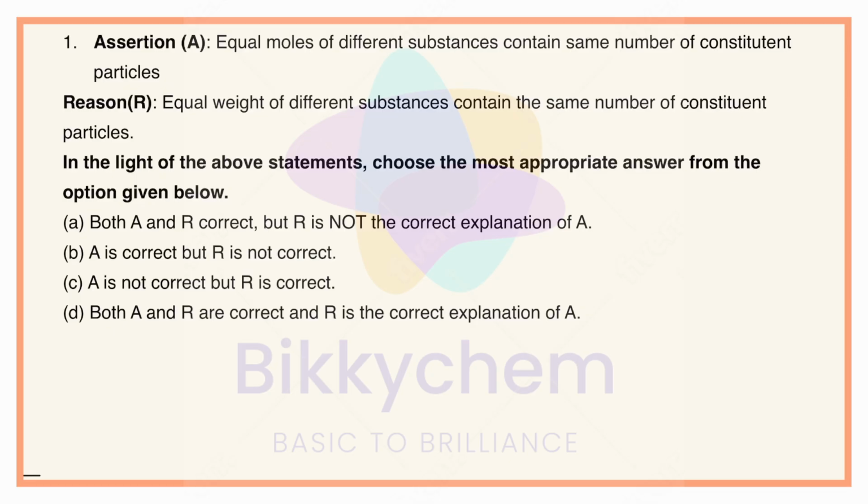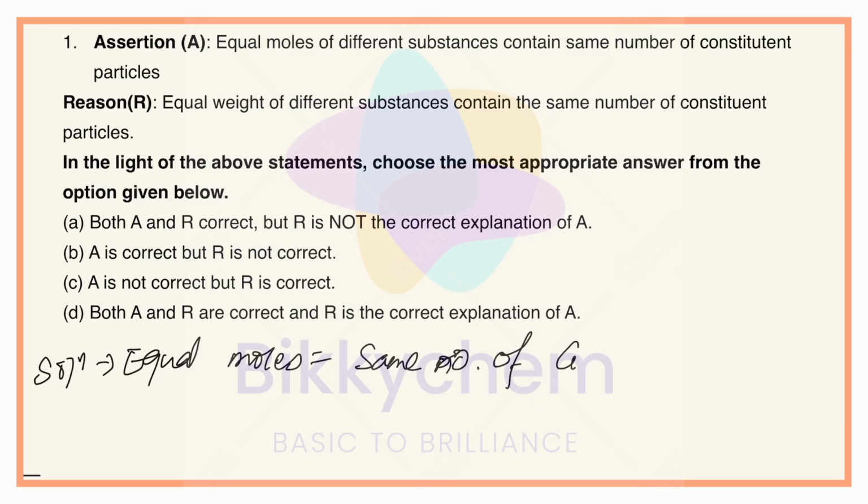Okay, we'll see another type of questions. We have assertion: equal moles of different substances contain same number of constituent particles, and reason is: equal weight of different substances contain the same number of constituent particles. So we know that equal moles is equals to same number of constituent particles, hence assertion is right.